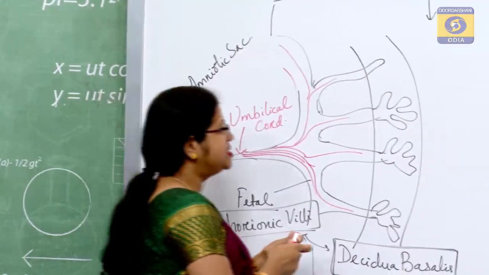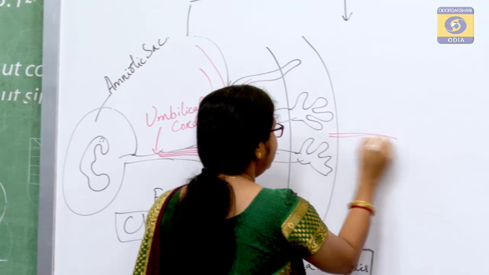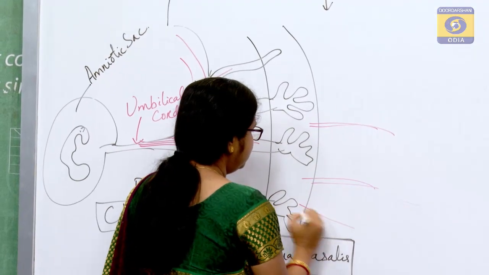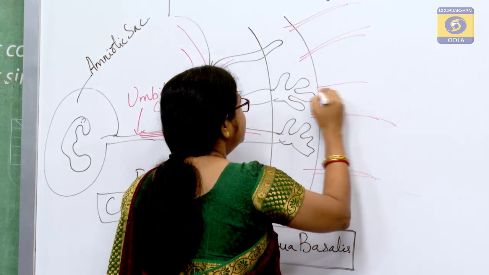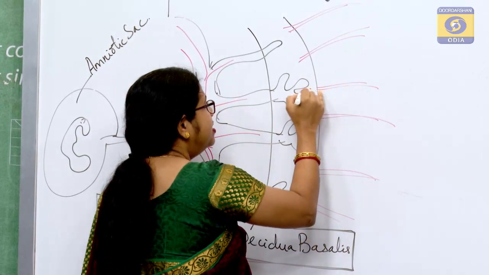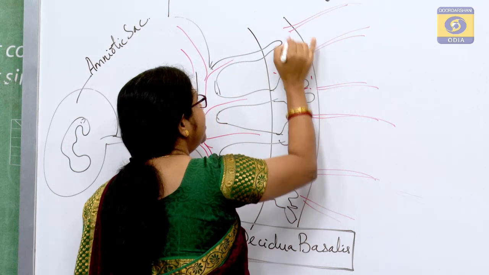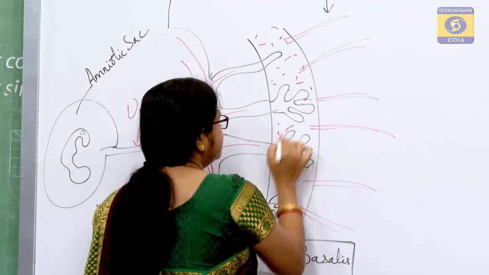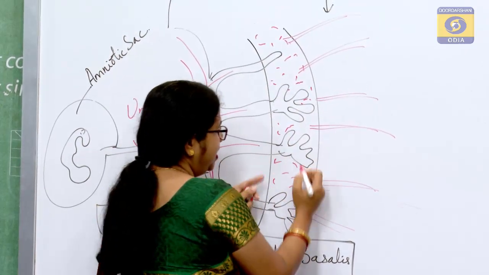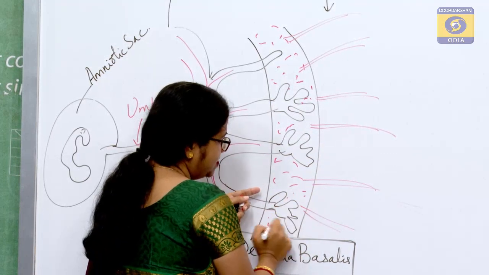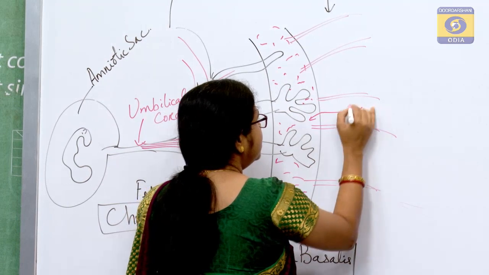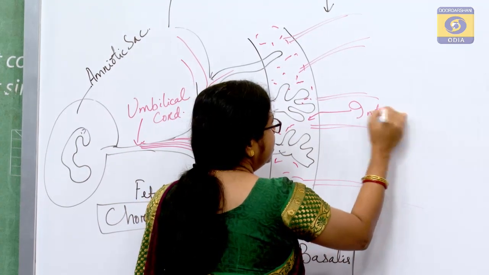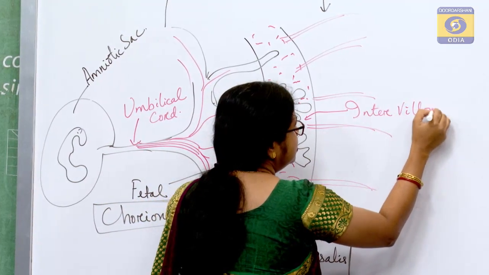Now, there is no mixing of maternal blood. Why? Because even though the capillaries or the arterioles and venules have ruptured and blood comes to this particular space, which we say as these are the villi, the space in between these villi is filled with blood. So, we can say this is the intervillous space.